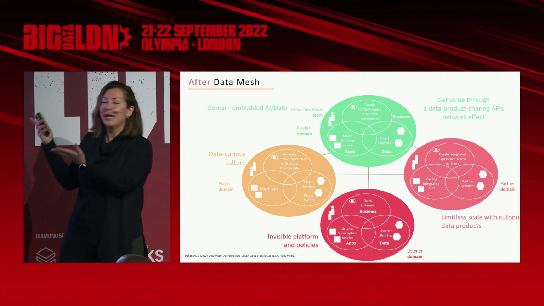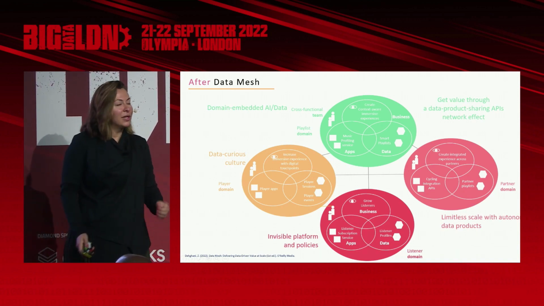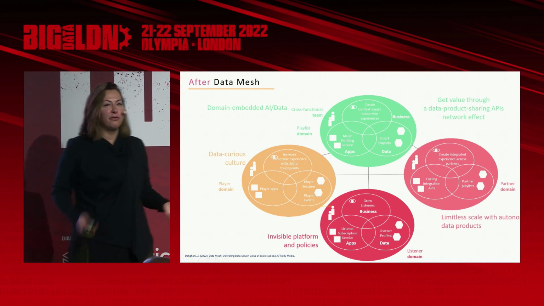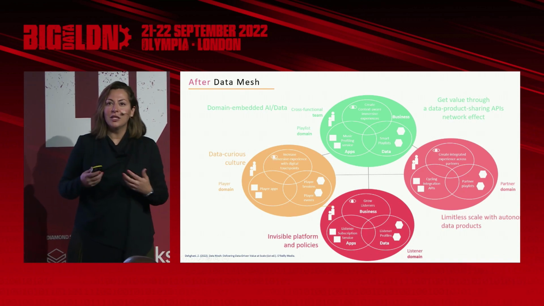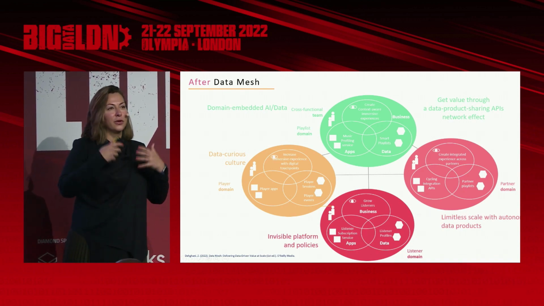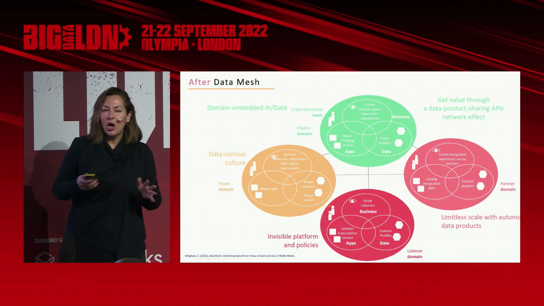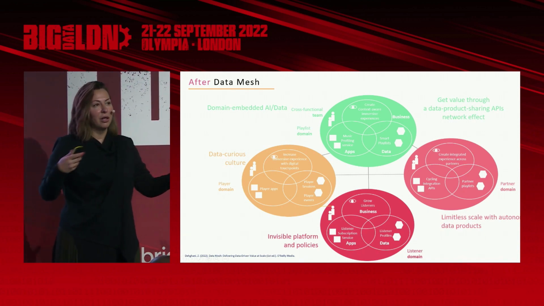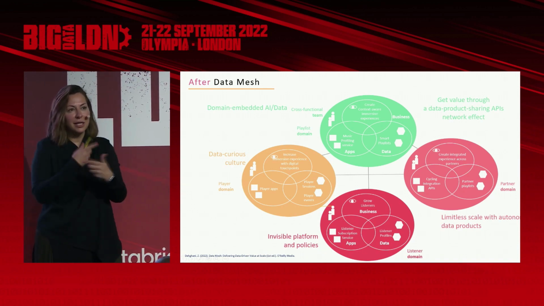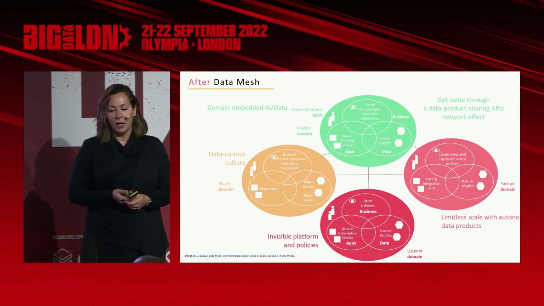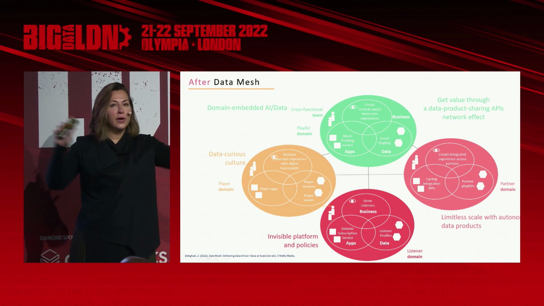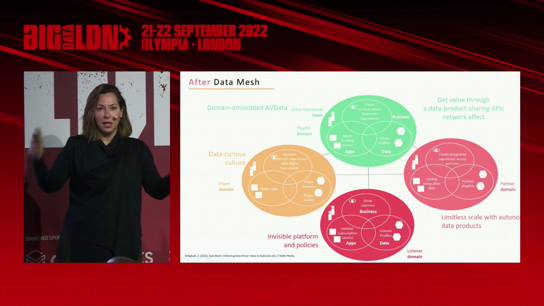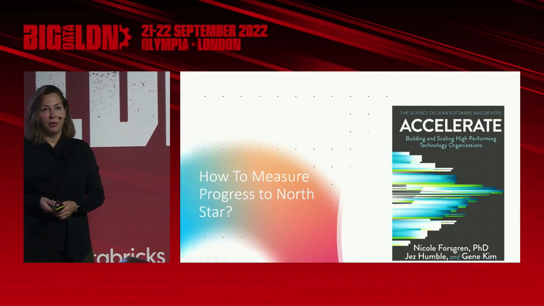I almost didn't put any tech in this diagram because I think technology needs to disappear into the background. Enough of talking about platform X or platform Y. If technology is designed for the best developer experience, it almost has to be invisible in this diagram. We want limitless scale based on this network value sharing of data products. And if new functions of business appear, we bring up new domains, new cross-functional teams, new ownership for a new set of data products.